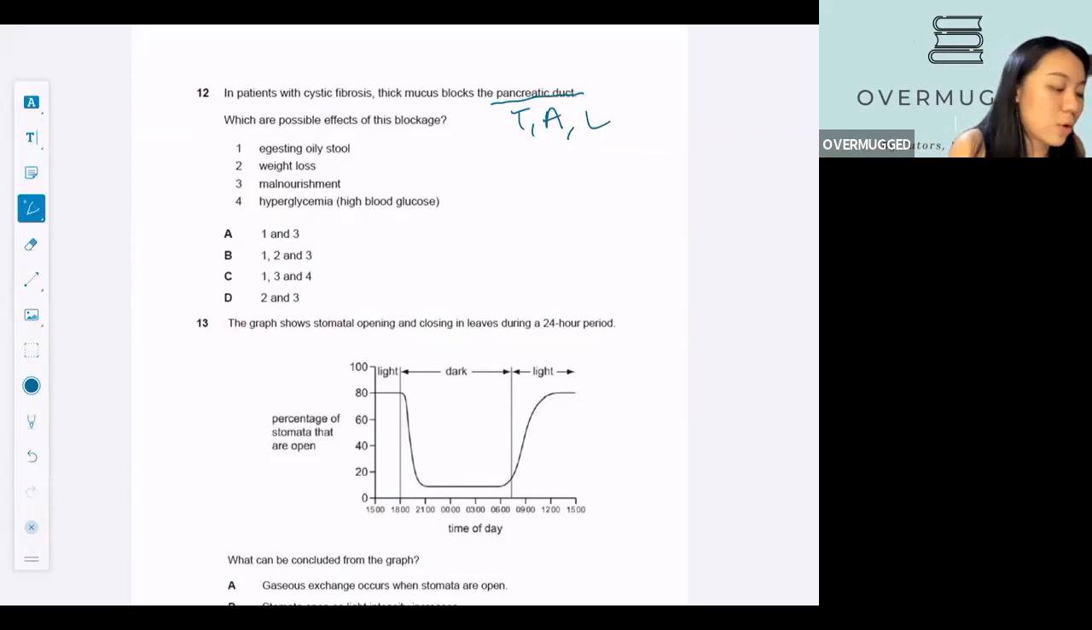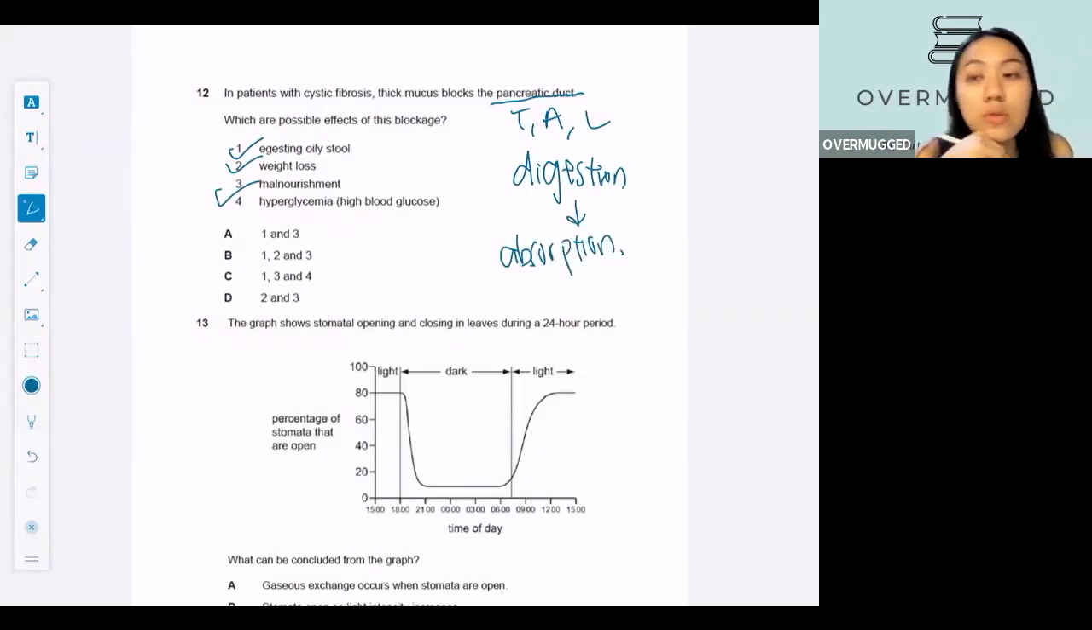So these enzymes cannot actually digest the food. Lipase, fats. Therefore, the fats cannot be digested. They will be ejected out, which means they will be removed from the body without being digested and then absorbed. Weight loss, yes. Why? Weight loss and malnourishment, both. Because if there's no digestion, there's no absorption, so you don't get your nutrients. If you don't get your nutrients, then the person will suffer from weight loss and malnourishment. Okay. So the answer is B.